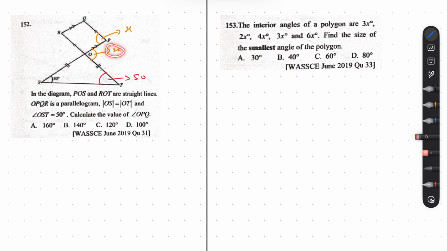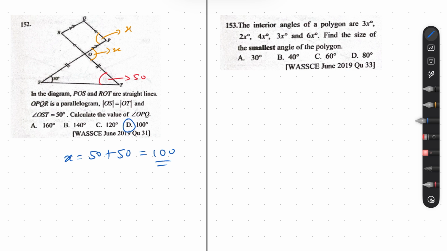The way to find this angle X is we know that the sum of two opposite interior angles gives us the external angle. So when we add this and this, we should get X. Now we know that here is 50 and here is 50. So X will equal 50 plus 50, which is equal to 100. So our answer is D, which is 100. Let's move on to question 153.